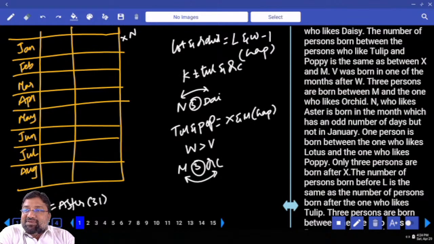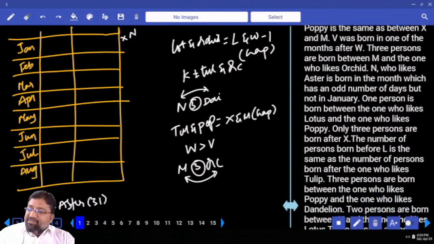If it is a leap year it will have 29 days, then it is an odd number of days. Whatever it is, 31 or 29. Next, N who likes aster is born in the month which has an odd number of days but not in January.